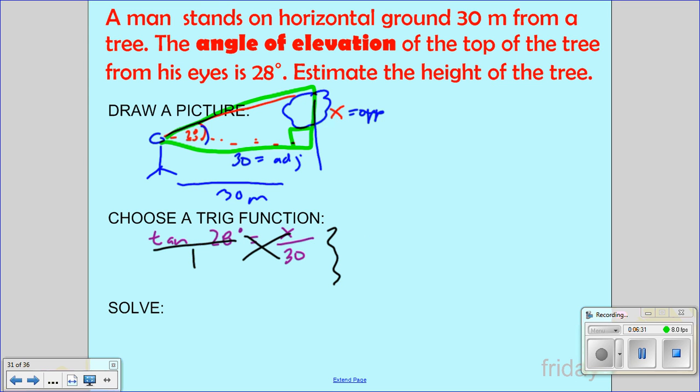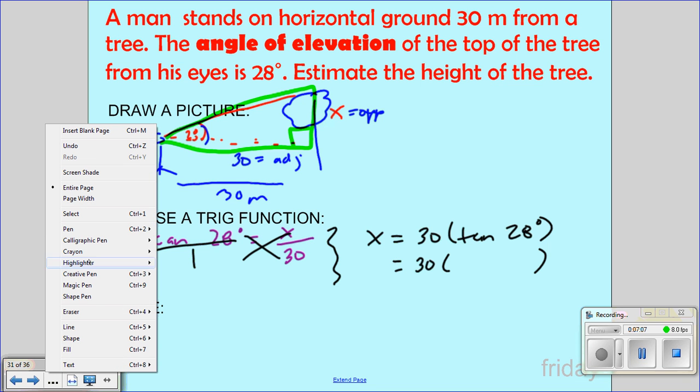When we cross multiply, we would have x is equal to 30 times tangent of 28 degrees. Now on a spiffy TI-84 calculator, you can put 30 times tan of 28 degrees all in one line in one step. If you don't have a spiffy TI-84, then you have to do it in multiple steps. So without the TI, you would have to find the tangent of 28 degrees first.